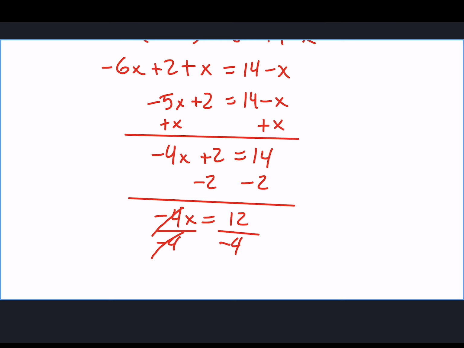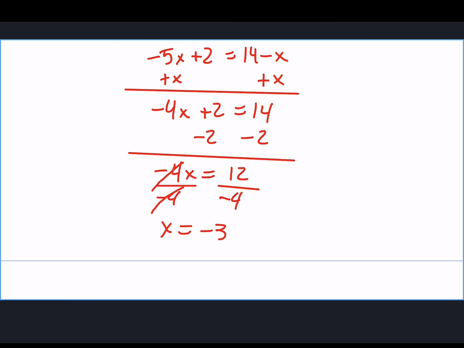Negative 4s will cancel, and we're left with x is equal to negative 3. So, identity, conditional, or inconsistent? Conditional. It's conditional. If there's one solution, it's conditional. Okay, and our solution set, again, would be the set containing negative 3. Any questions on how we've solved these equations?